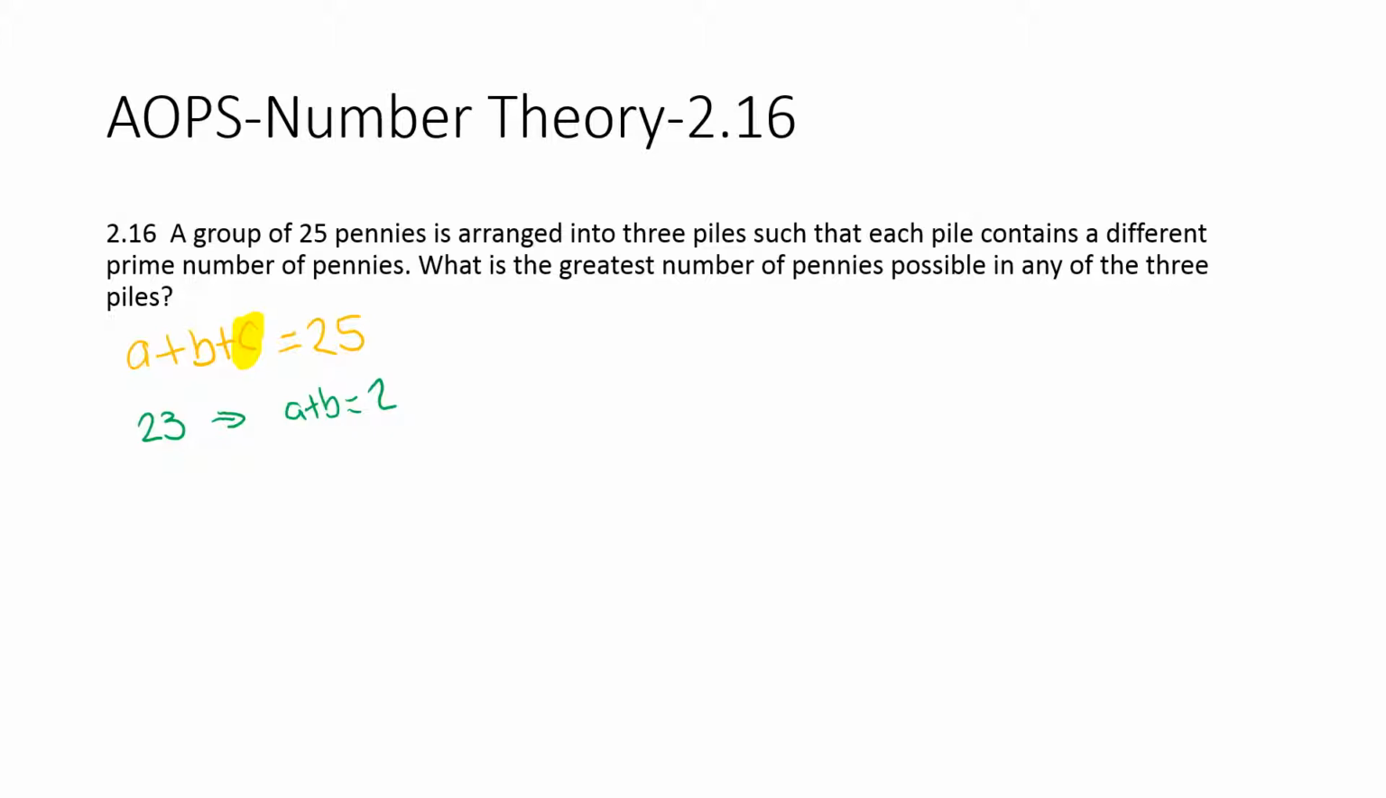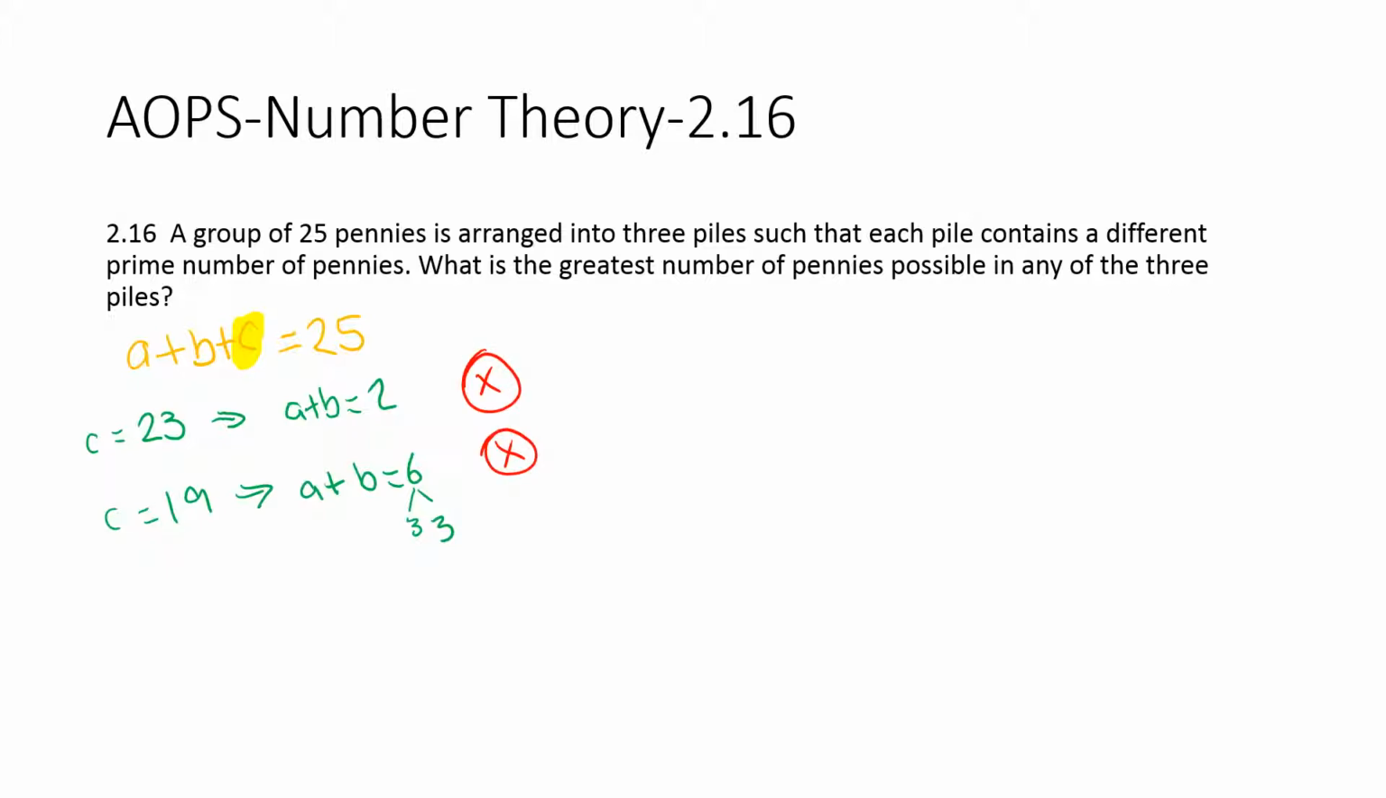So then the next smallest is 19. So if C is equal to 19, then A plus B is equal to 6. And that's also not possible because the two prime numbers would be 3 and 3, but they have to be different. So it's also not possible.